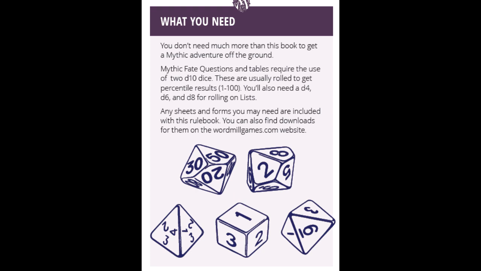To use the Mythic Game Master Emulator, you only need a D100, that is, 2 10-sided dice. You will also need a D4, a D6, and a D8, depending on the lists that you are using. And this book contains all of the forms and sheets that you could need during a session. But if you are using just a few tables and handling things quite minimalistic or simplified, you won't need any forms either. Now let's talk about fate questions.